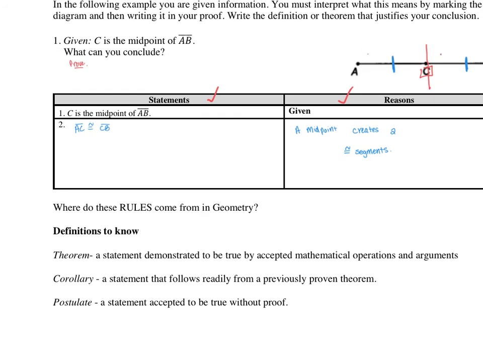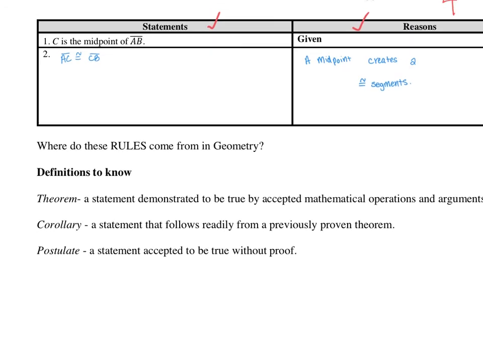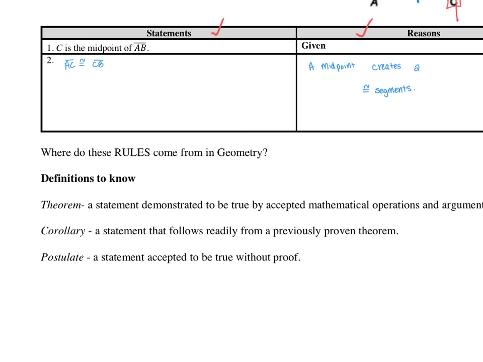All right. So now, where do these rules come from in geometry? We're going to be looking at these over the next few months, because we're going to do at least 2 whole proofs units, and then in our future units we're going to have at least a day or two of proofs in each one, and algebra. So where do these rules come from? These rules come from our theorems, our corollaries, and our postulates.